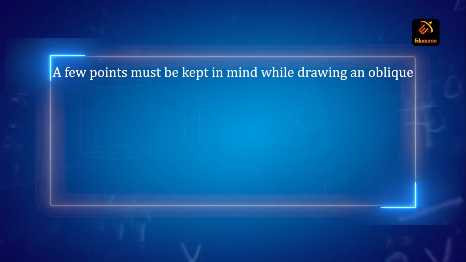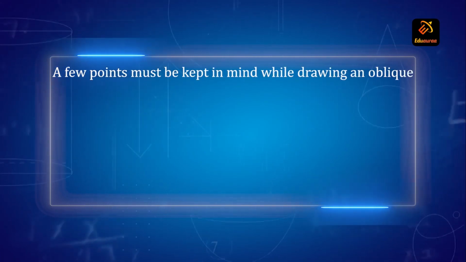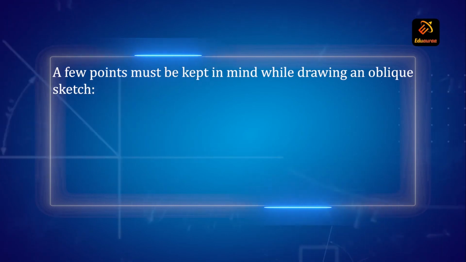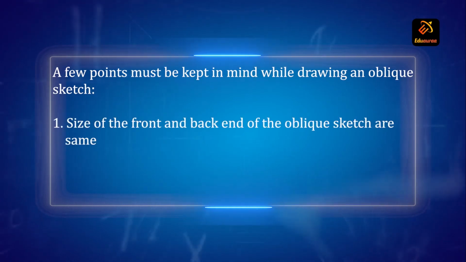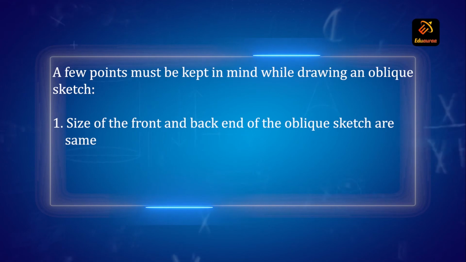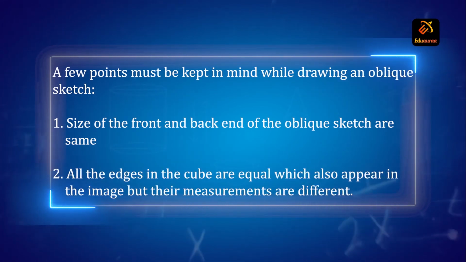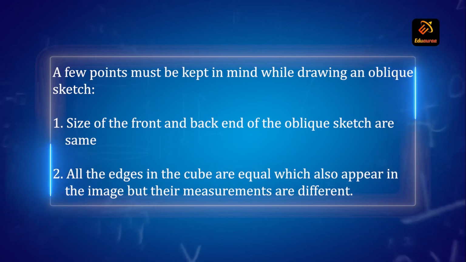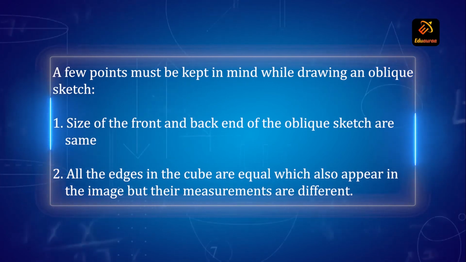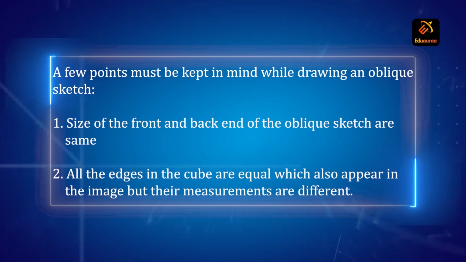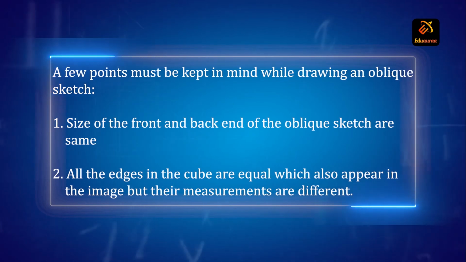You have just seen how to draw the oblique sketch of a cube. A few points must be kept in mind while drawing an oblique sketch. What are they? Number 1. The size of the front and the back end of the oblique sketch are the same. Number 2. All the edges in the cube are equal, which also appear in the image, but their measurements are different.